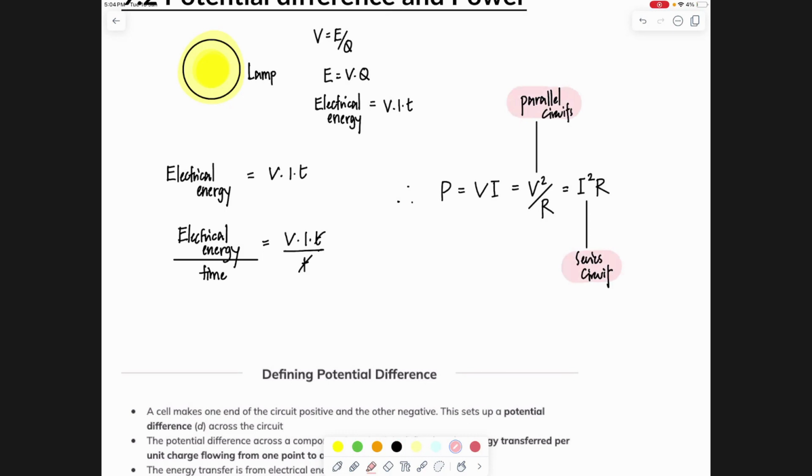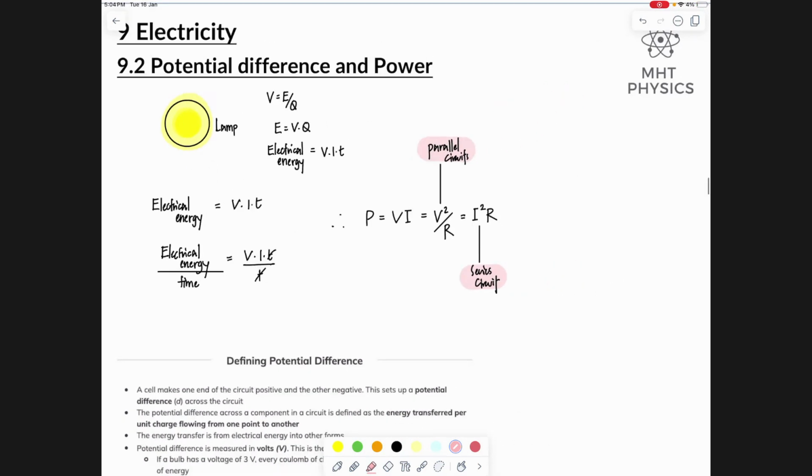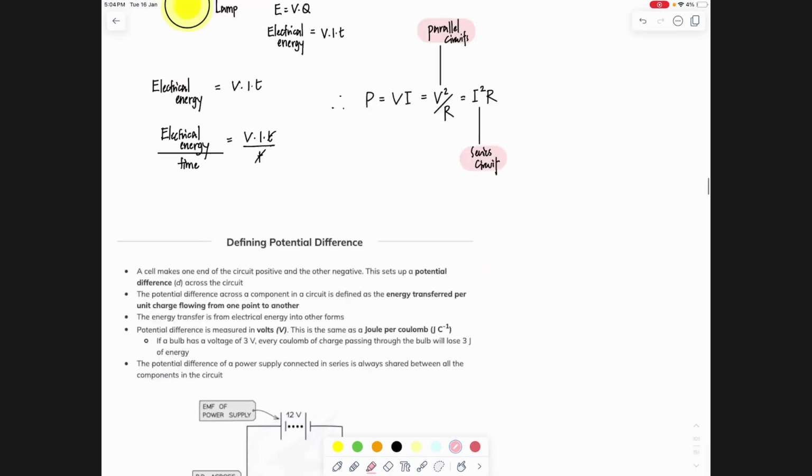So whenever you want to compare two components in series in terms of how much power they give off, what do you use? I square R. What's the same through them? Current. And then I just compare their resistance. So yes, these are the equations of power. We don't have anything else like this here.